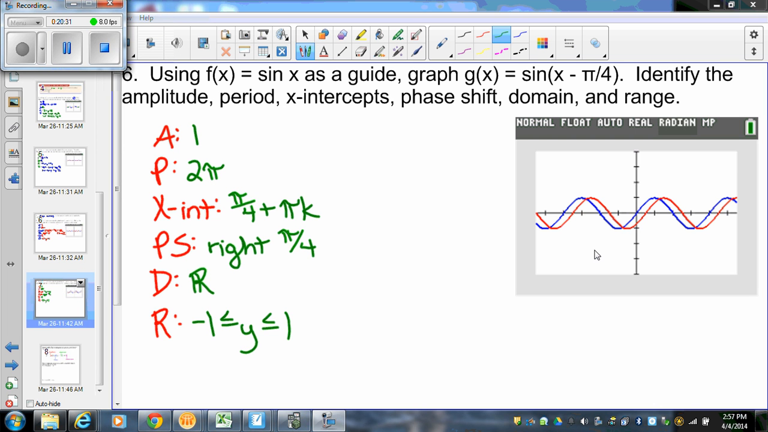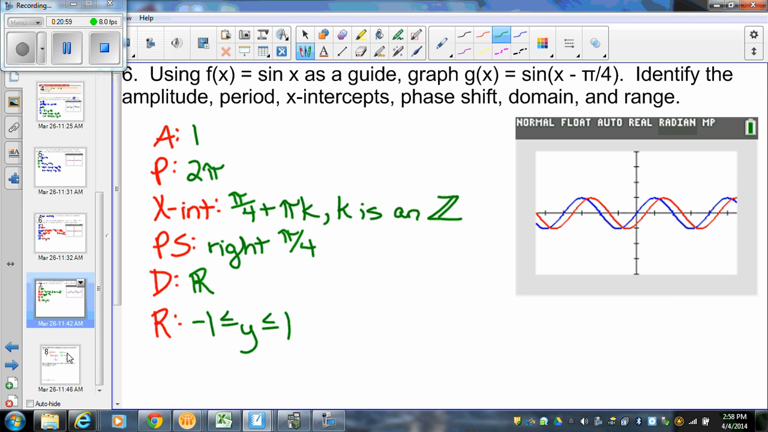right by pi over 4, my x-intercepts became pi over 4 plus pi k, and we would want to write that, comma, k is an integer. Like I said, my phase shift is to the right by pi over 4 units. My domain stayed all real numbers, and because my amplitude did not change, my range stayed -1 to +1.